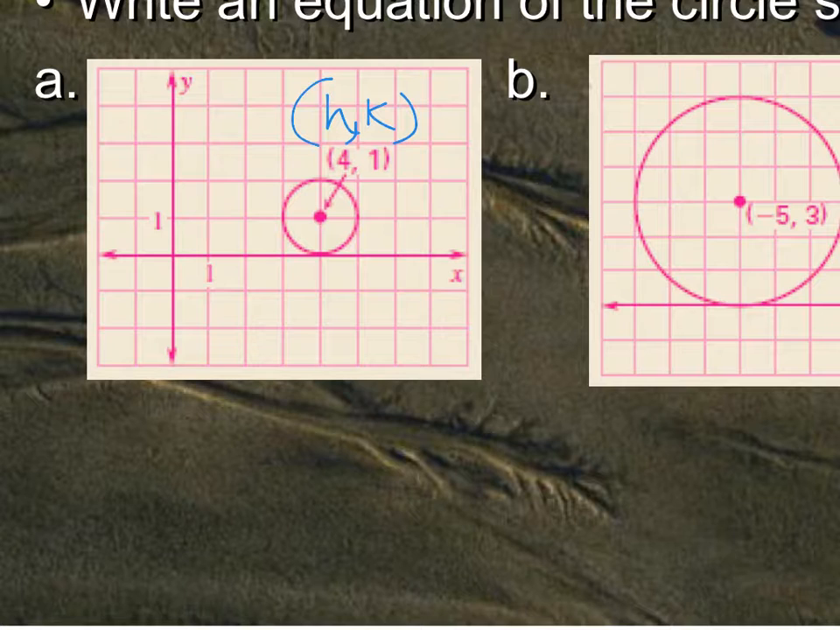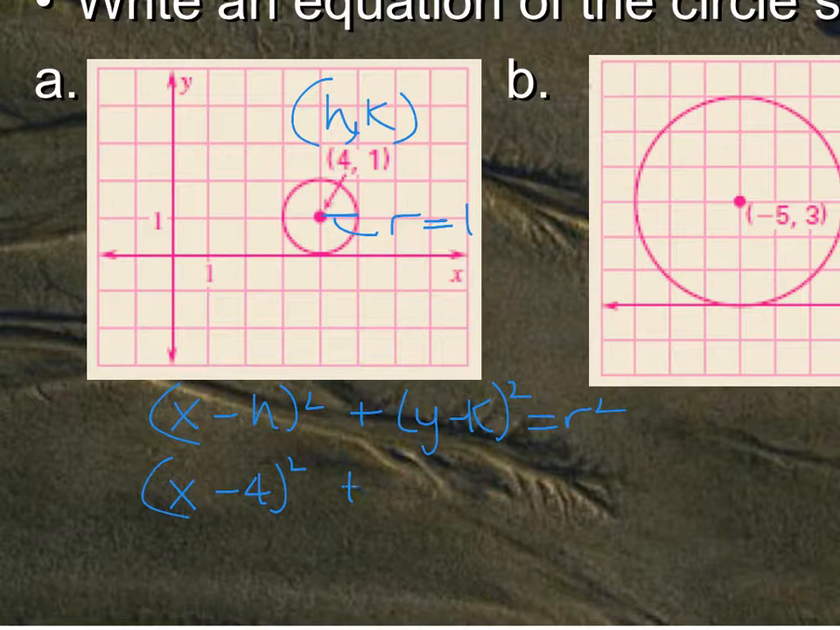Gabby. Count the squares. How many squares do I count here? 1. So this has a radius length of 1. So I'm going to use my standard form here, and I'm going to do x minus h squared plus y minus k squared equals r squared. So again, I'm going to replace the h with 4, replace the k with 1, and then put in 1 squared, which is 1. And that's your answer.